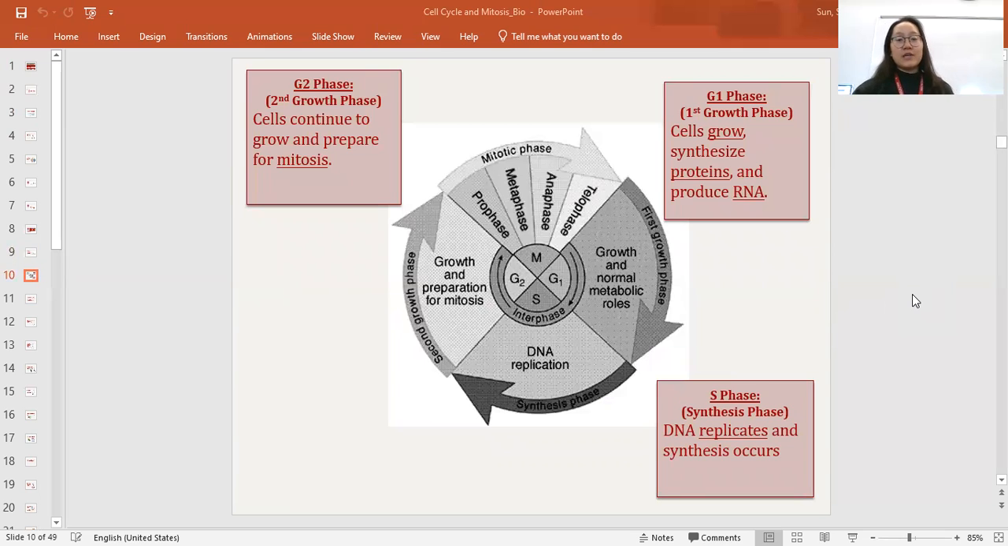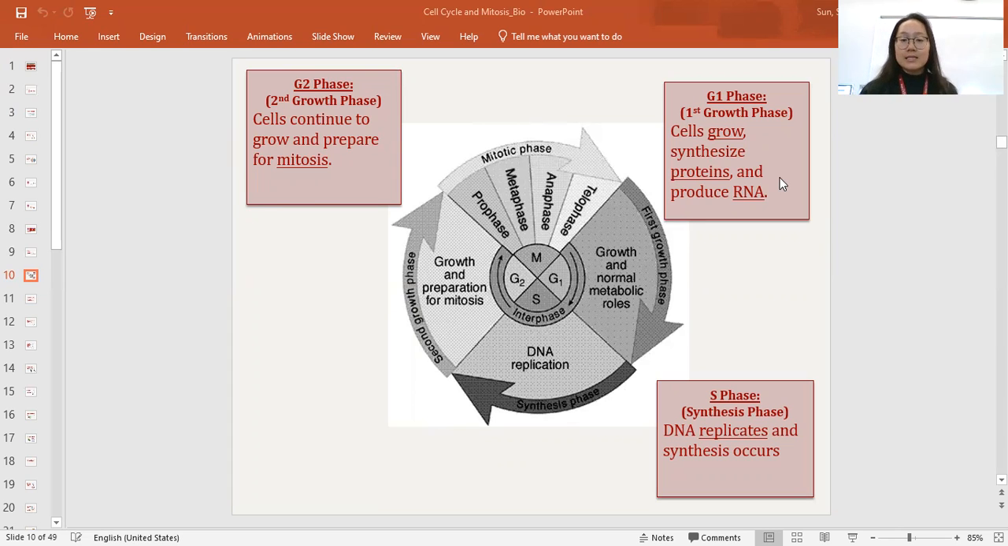So inside of interphase, we can break it down. There are three parts of interphase. And if you notice right here, this top section is mitosis, so we're actually going to ignore that for now. We're going to talk about interphase, which is 1, 2, 3, as you can see from this inner arrow right here. The first part of interphase is called the G1 phase. G stands for growth, and 1 stands for the first growth phase. During the G1 phase, cells will grow, they will synthesize or make proteins, and then they will produce RNA.